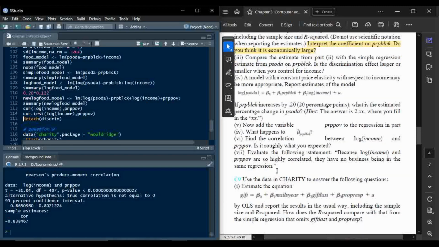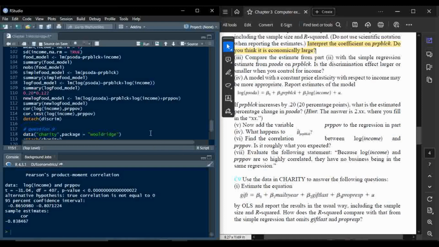Now let's look at the seventh part of this question. Evaluate the following statement: because log income and PRP POV are so highly correlated, they have no business being in the same regression. We can see that these values are highly correlated, but we are using them simply as controls to determine if there is price discrimination against blacks. In order to isolate the pure discrimination effect, we need to control for as many measures of income as we can, so including both variables makes sense. So this was the answer.